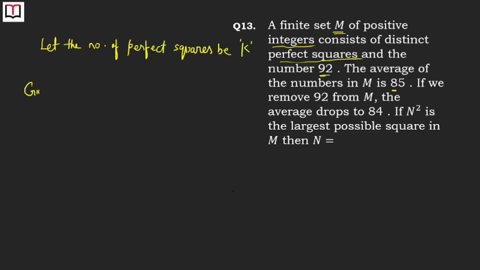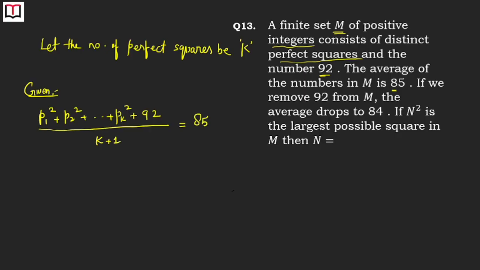So what are we given? Let's write one by one. We are given the sum of the squares, p1 square, p2 square till pk square. One of the numbers is 92, not a perfect square. The total number of numbers is k plus 1 and the average is given to be 85. That's relation number 1. Now what next?